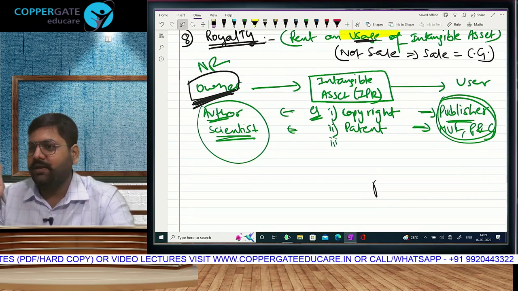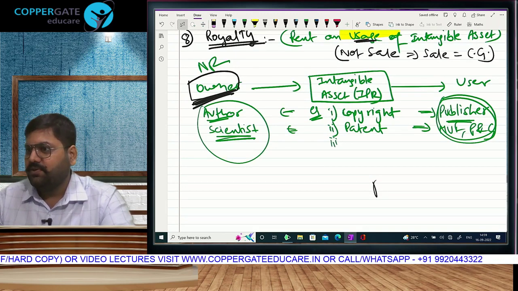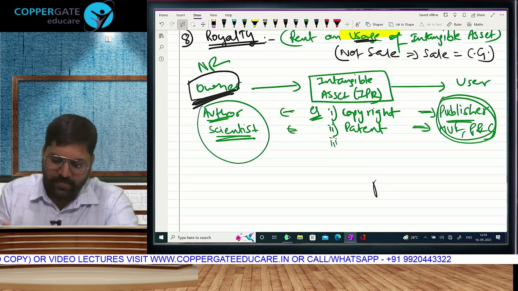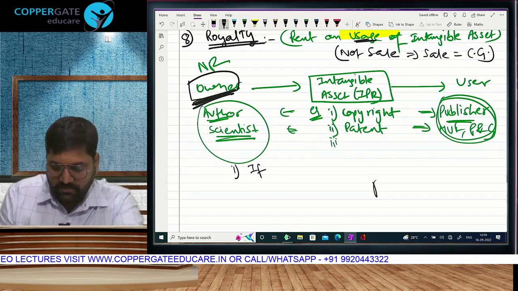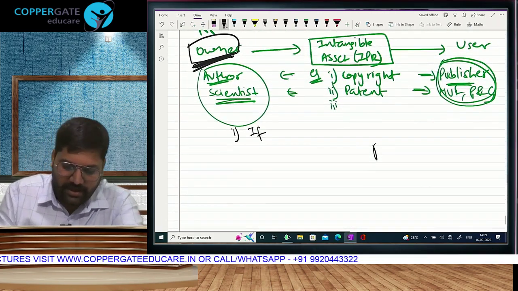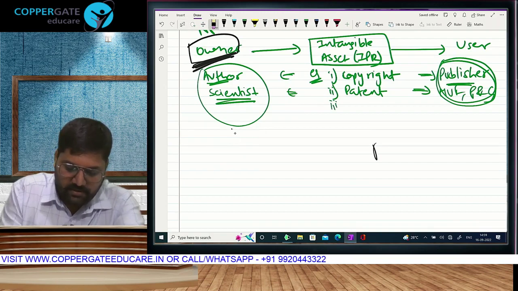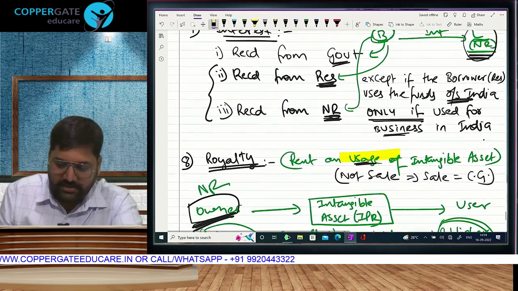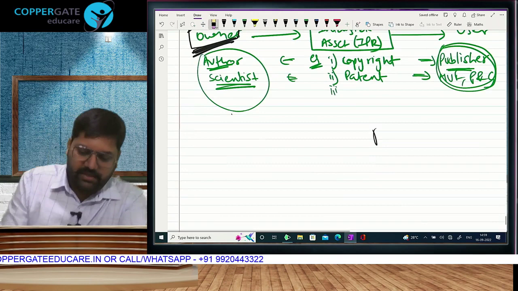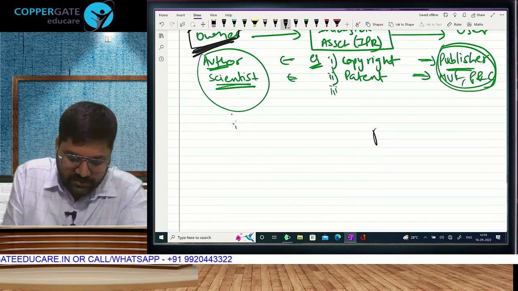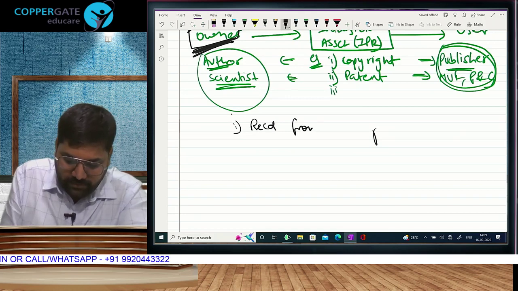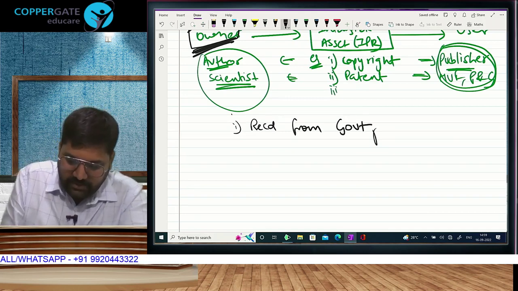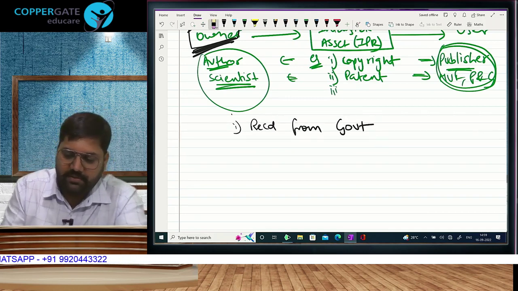This is point number 8 in which list? Yes, when? Now this is easy for you. The same, I'll write in the same format. Royalty, interest and fees for technical services, in the same format I will write. First, if the royalty is received from government. Now tell me, who is the government?